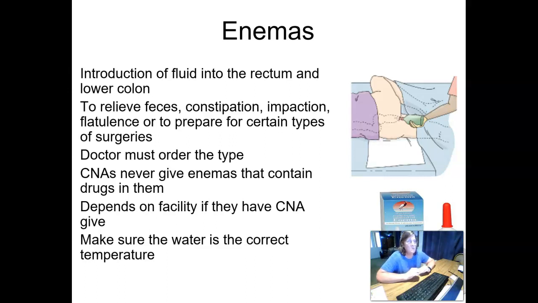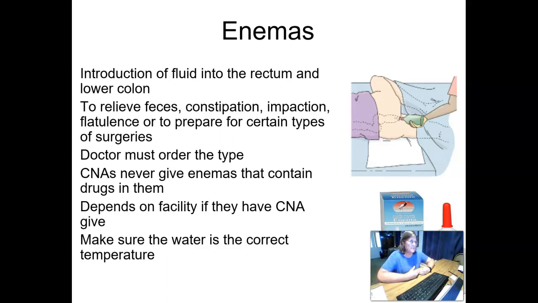And sometimes they'll do what we call a mineral oil enema, and a mineral oil enema will actually lubricate the rectum. So especially if they're full of dry, hard stool, it can be painful when they pass that out. So doing some mineral oil up in there along with the water can lubricate things so it comes out a little bit easier.